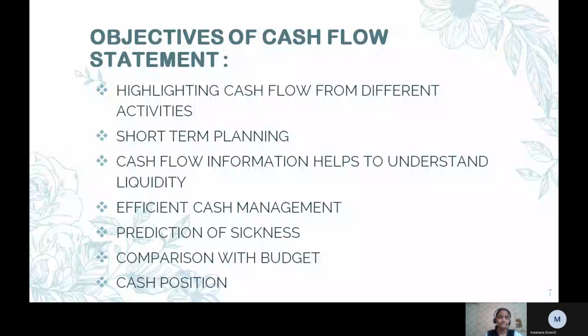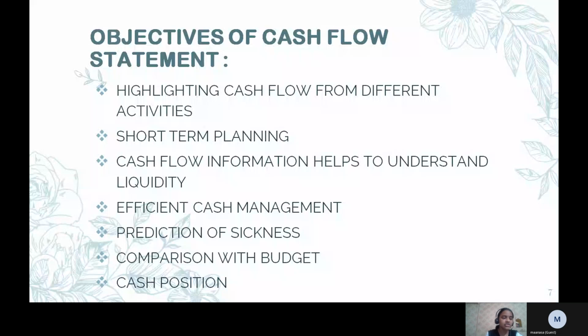What are the objectives of cash flow statements? Objectives of cash flow statements include short-term planning. Cash flow statement gives information about sources and application of cash and cash equivalents for a specific period. It helps in planning investments and assessing the financial requirements of the enterprise. Helps in assessing liquidity and solvency. Solvency is the ability of the enterprise to meet its liability on time. Cash flow statements help to assess liquidity.